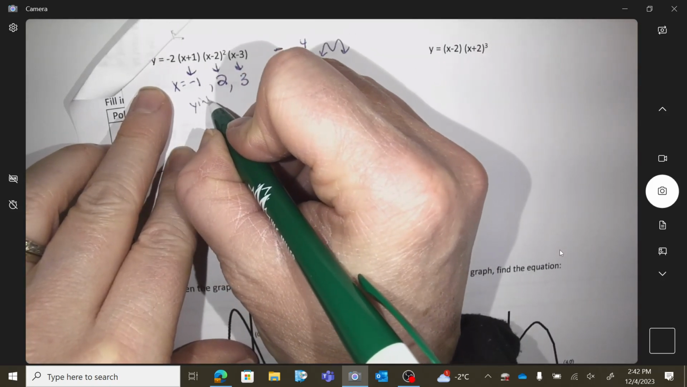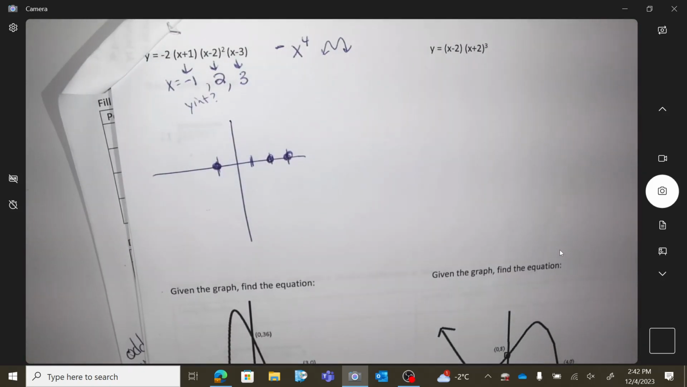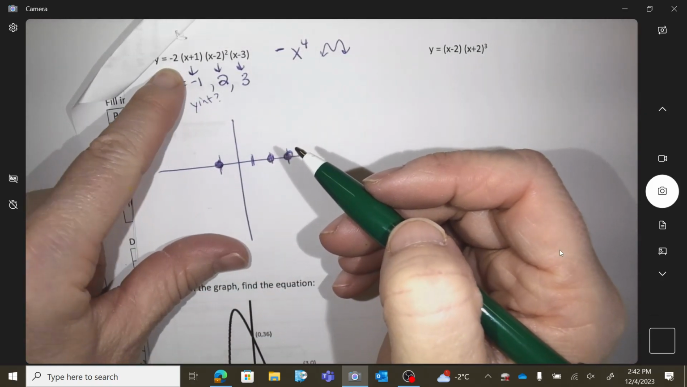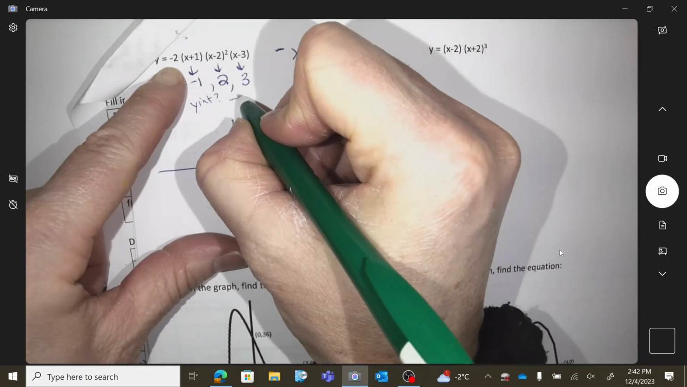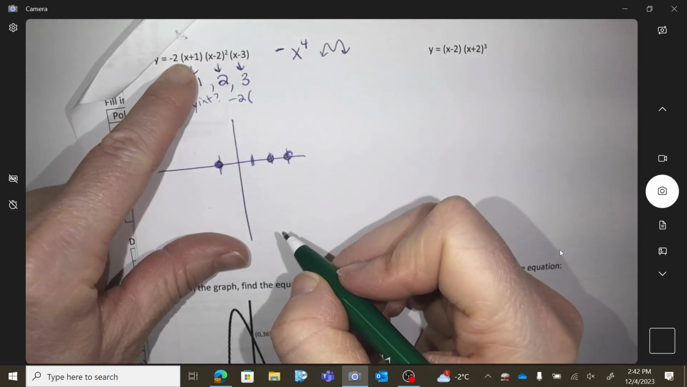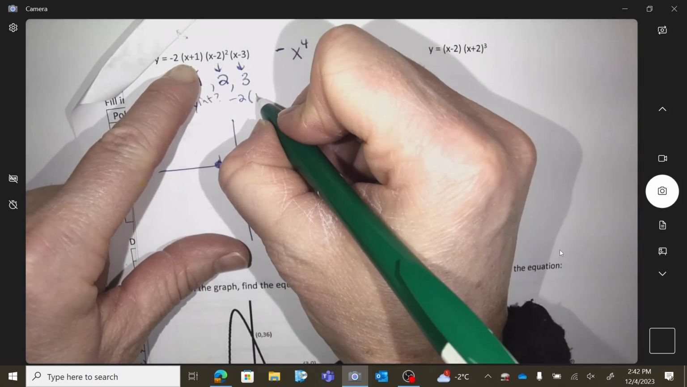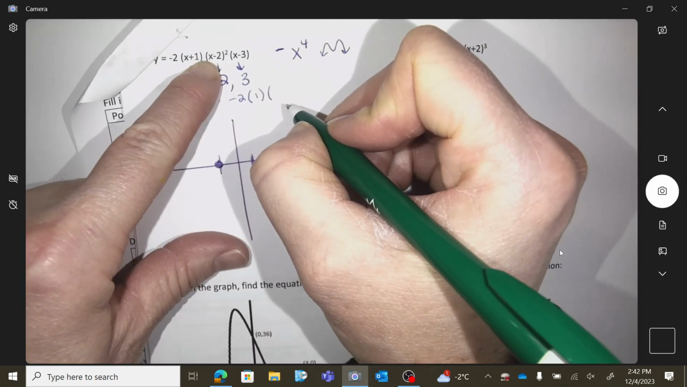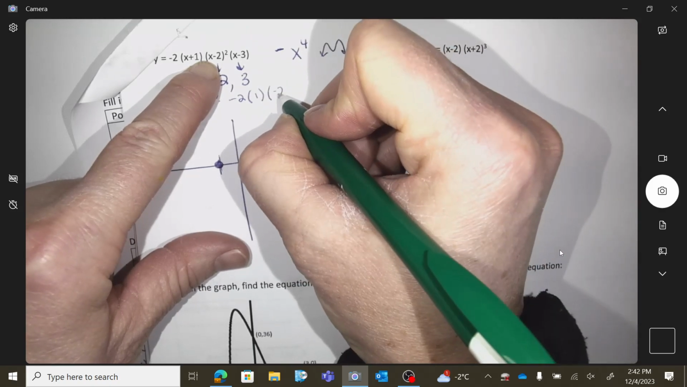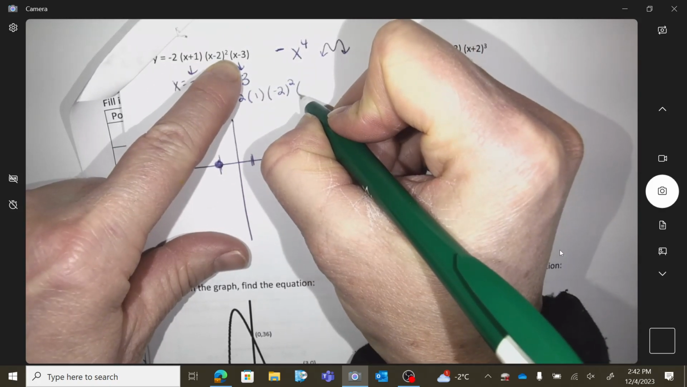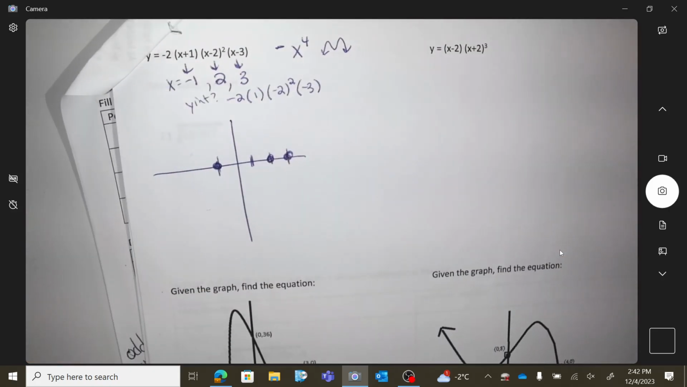And where is the y-intercept located? Okay, so on this one I have this coefficient, so negative 2 times 0 plus 1 times 0 minus 2 squared times 0 minus 3. So I need a number on that. Is this number going to be positive or negative?